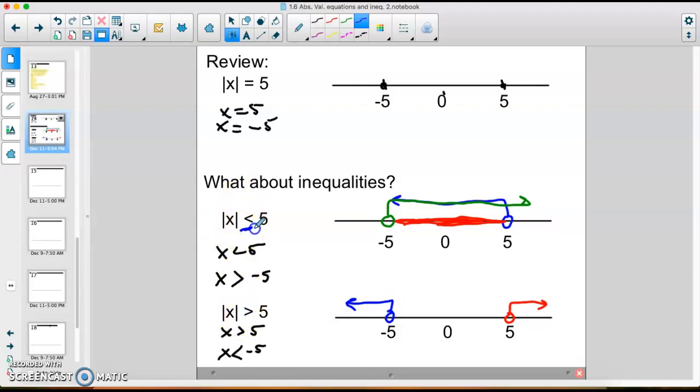When we have a less than, I'll circle it. When we have a less than, it's going to be an and situation. When we have a greater than, it's going to be an or situation. So just something to be aware of as we go through this.